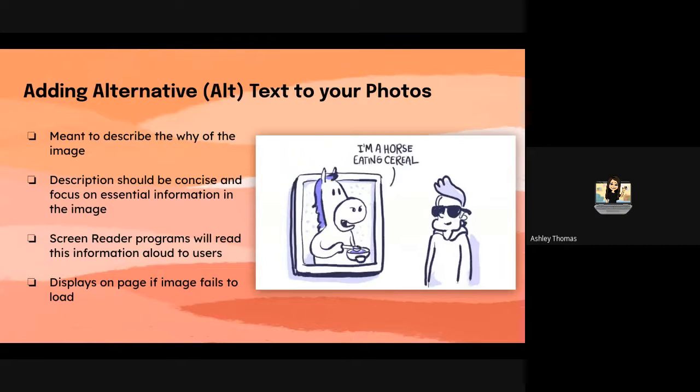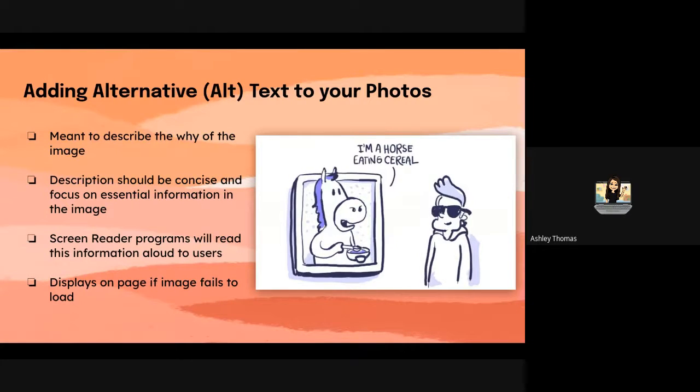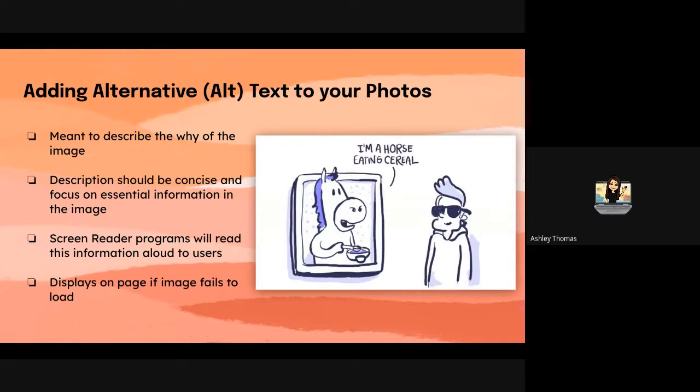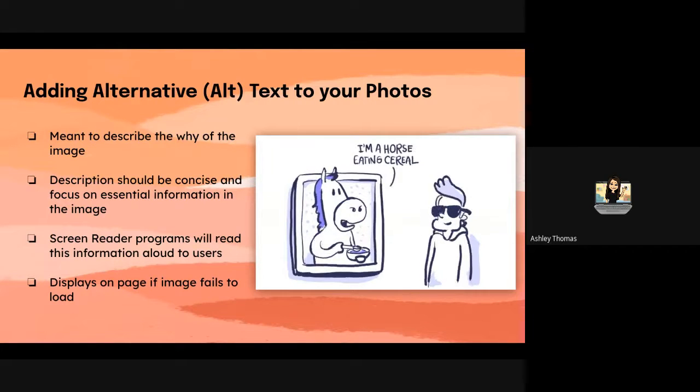Okay, adding alternative or alt text to your photos. A lot of the times you're going to hear it referred to as alt text. Essentially, alt text is meant to describe the why of the image. Your descriptions that you input for alt text should be concise and only focus on information in the image. What alt text does is screen reader programs will read this information aloud to users.